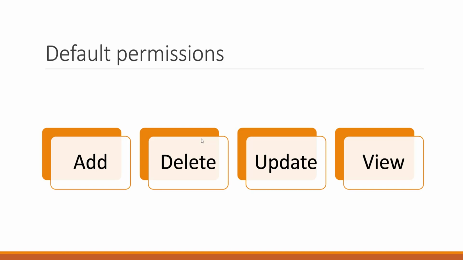Now we will discuss the default permissions we get with model creation in Django. The first permission is add. A user with this permission can create a model instance. The next one is delete. A user with this permission has the ability to delete a model instance. The third one is update. A user with this permission has the ability to update a model instance. And the last one is view permission. This permission allows the user to see the instance of the model. So now we have learned what permission is, why we need it, and what the default permissions are.